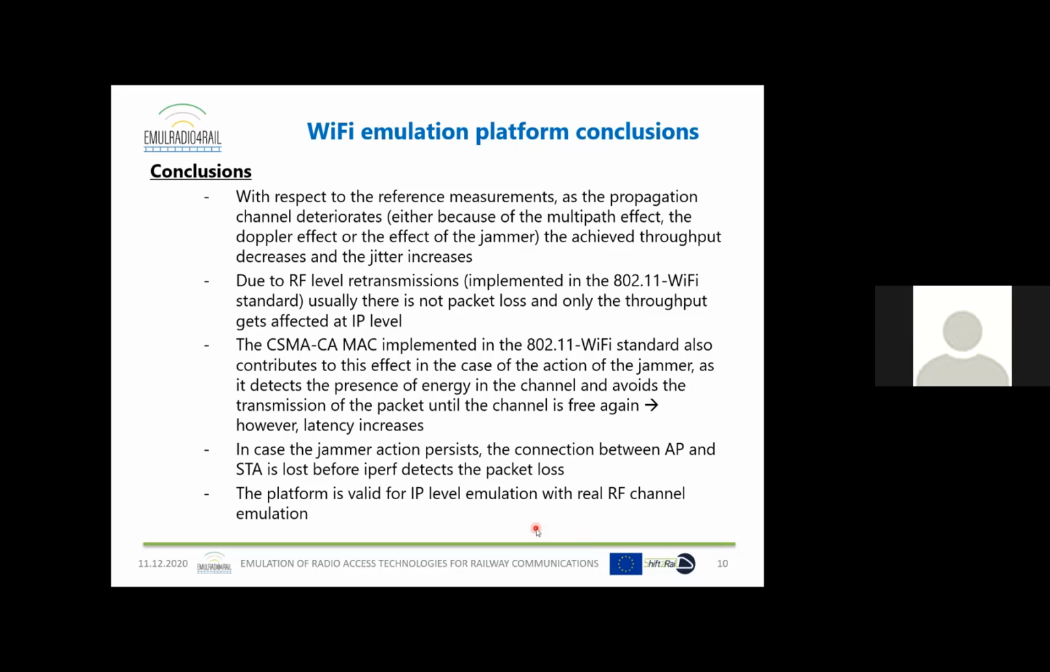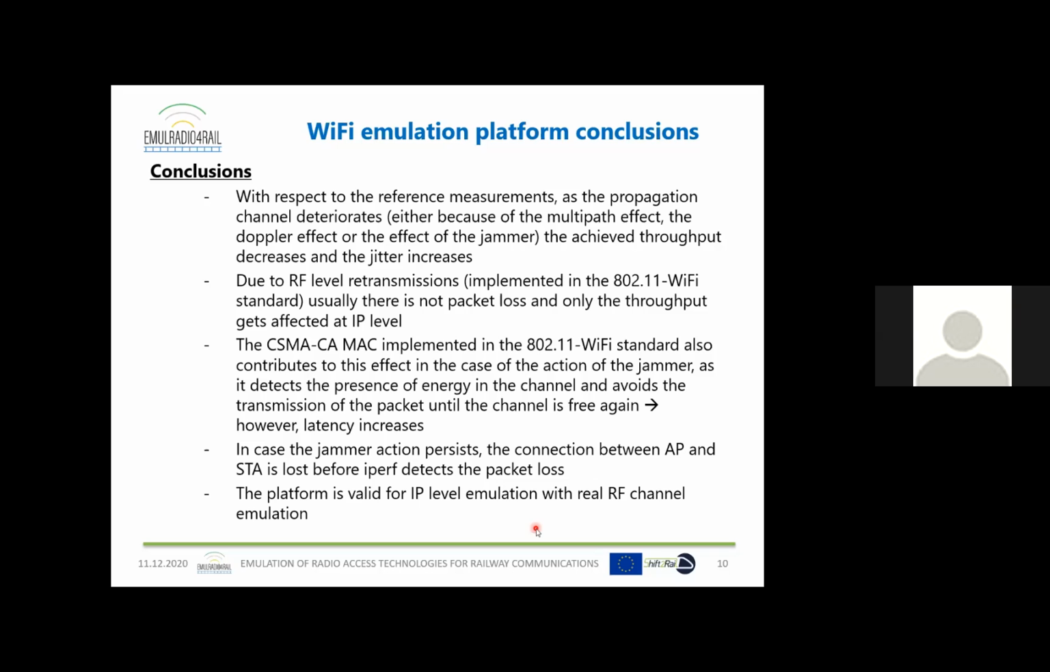So what can be the conclusions of this test? With respect to the reference measurements, obviously, as the propagation channel deteriorates, either because of the multipath effect, the Doppler, and all the rest of the effects, the throughput decreases and the jitter increases. In this case, as Wi-Fi in its own protocol has retransmissions at RF level, usually there's no packet loss. So only due to the retransmissions, the throughput and the jitter get worse, but we don't miss packets.